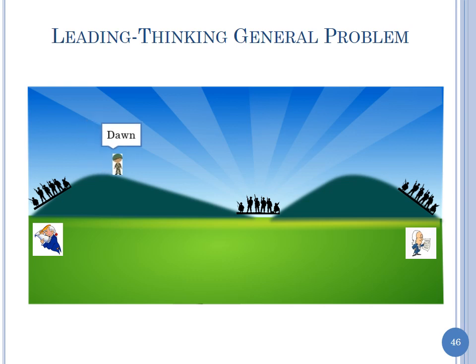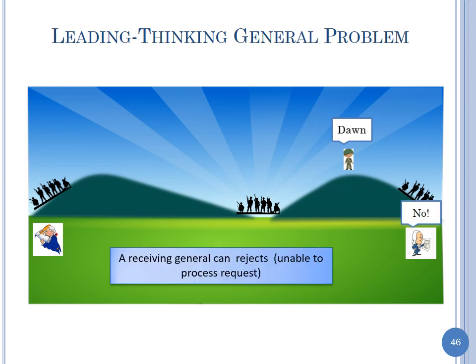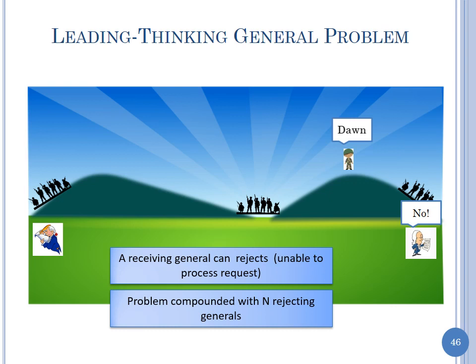So it says attack at dawn, and the other says no. So the receiving general can reject, unable to process the request. And this problem is compounded when you have n rejecting generals. The general could reject, or the general could veto. So we can accommodate both situations with this two-phase algorithm. We can take majority, or allow veto power, or do something else.